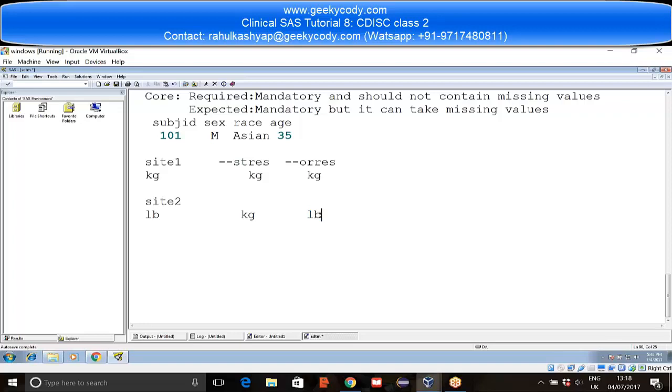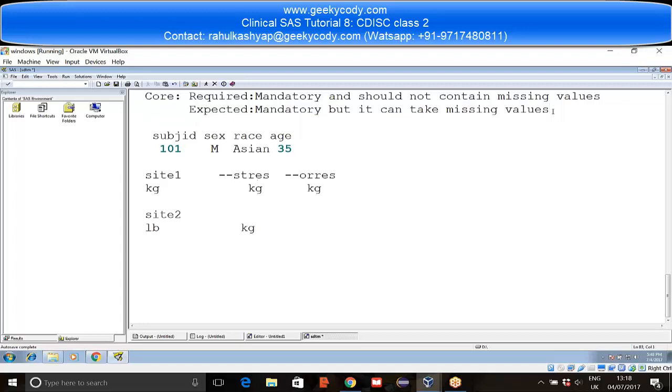Now here, if you don't have one, you can calculate the other one, right? Suppose you had only lbs. Can't you convert lbs to kgs? Yes, we can. Suppose we had only kgs and we don't have lb, a missing value is there. Can't we convert kg to lb? Yes, we can do that. But those variables should be present. These variables should be present, but if they have missing values also it is fine, because we can generate the other value.